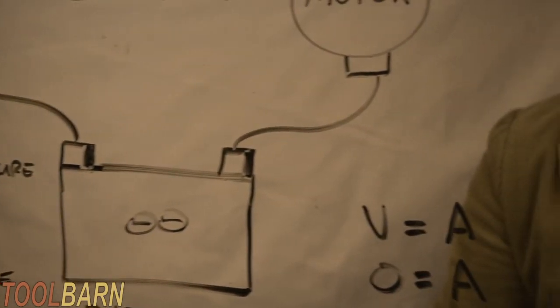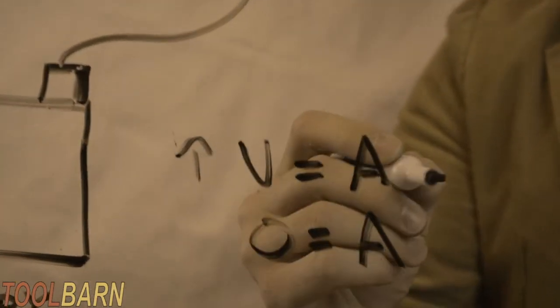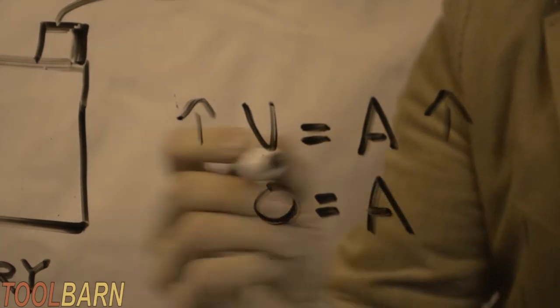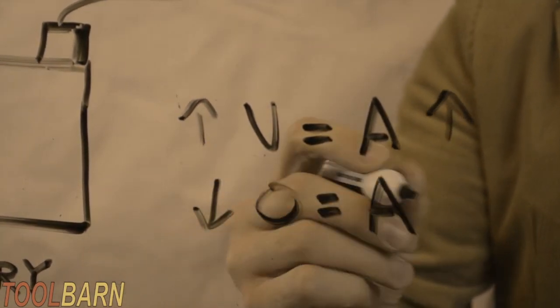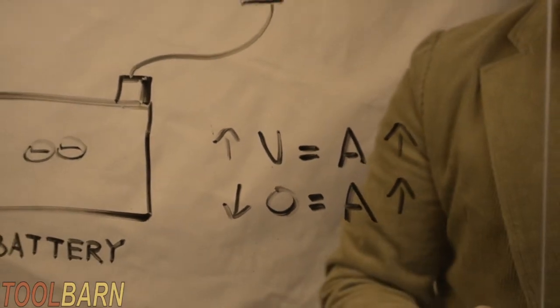So another way to look at it is if we increase the amount of voltage, we can also increase the amount of amps or current that is also passing through. Likewise, if we decrease the resistance, we also increase the amps that are traveling. Now, how does this apply to power tools?